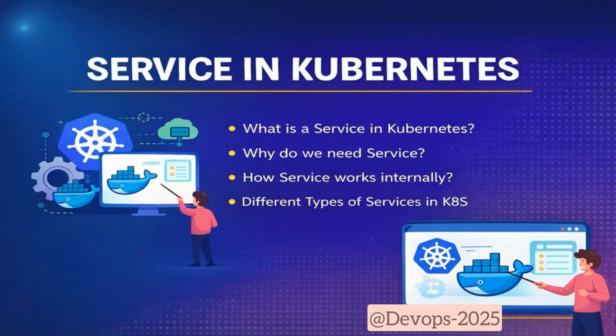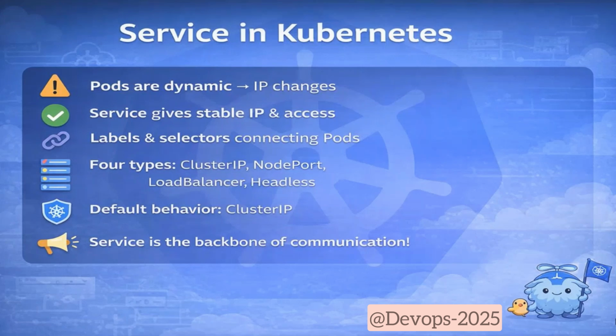Before we discuss the service, let's start with some real-time scenarios where this service will be useful in Kubernetes. In Kubernetes, pods are temporary. They can crash, they can be recreated, and every recreation changes the IP. So if communication depends directly on pod IPs, the application will keep breaking. That is where Kubernetes introduces service as a stable layer in front of pods. Service gives a permanent access point and handles routing automatically to the pods. So that is where service becomes mandatory in Kubernetes.